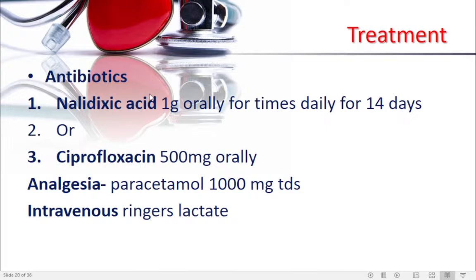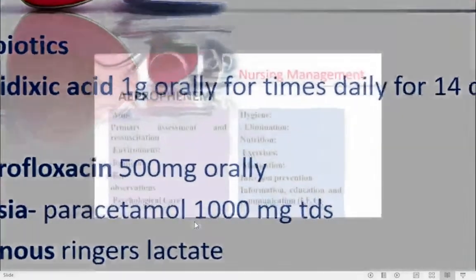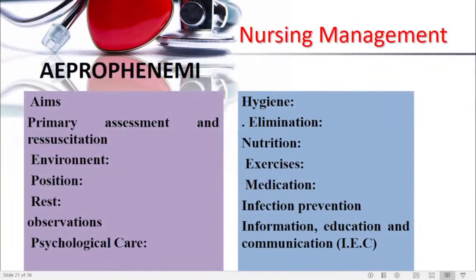Nalidixic acid is the drug of choice, which is given orally in bacillary dysentery. It is given orally 4 times daily for 14 days. Or you can give ciprofloxacin, which is an oral drug, 500 milligrams orally, for the same period. Then the second class of drugs is that of analgesia: paracetamol 1000 milligrams to relieve pain and fever. Then intravenous Ringer's lactate to replace lost fluids. We have already given blood. So that being done, we now dive into the nursing management.